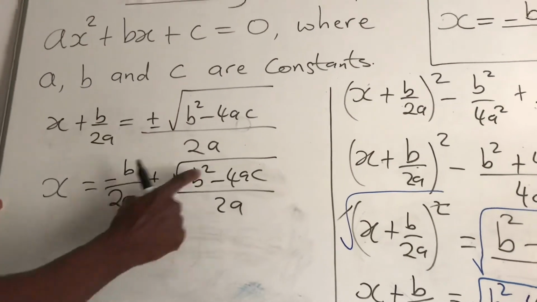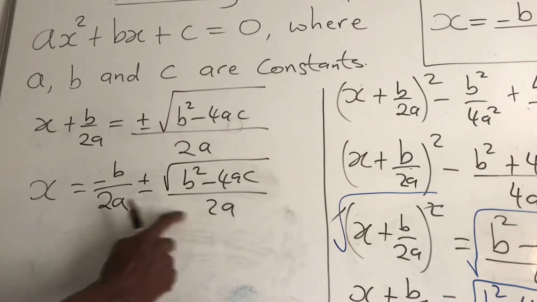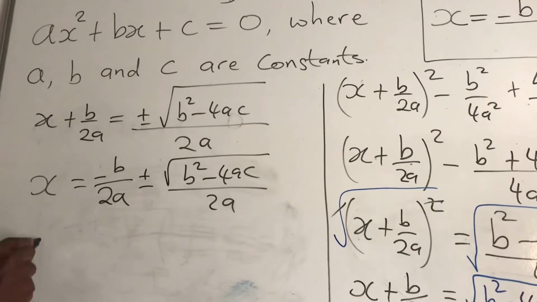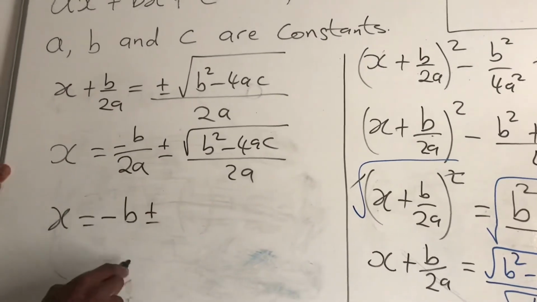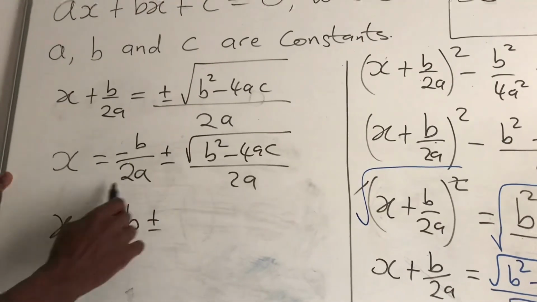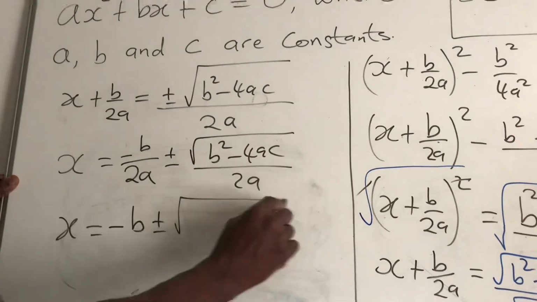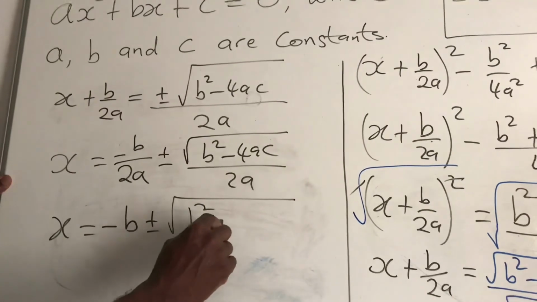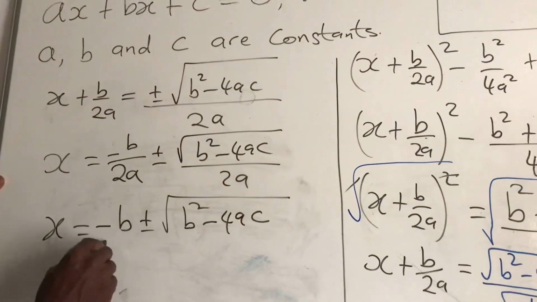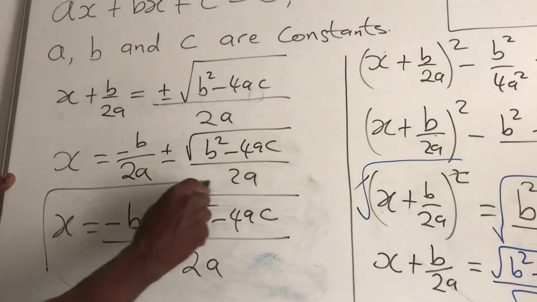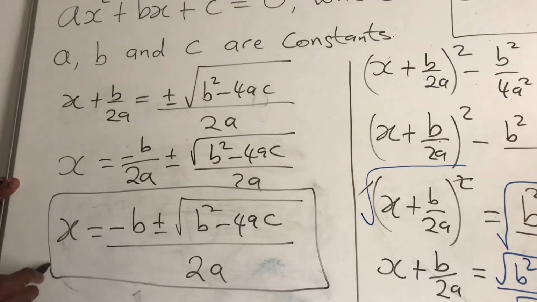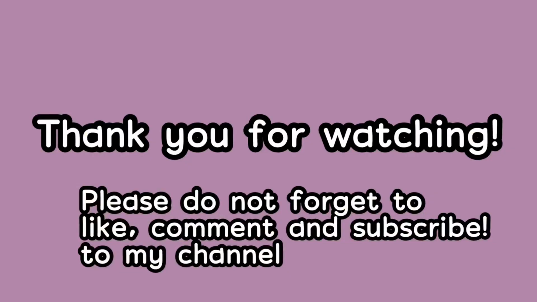Now these two fractions have the same denominator of 2a, so we can combine them easily to have x equals minus b plus or minus, writing all this over the same denominator, the square root of b squared minus 4ac all over 2a. And this is what we call the quadratic formula.